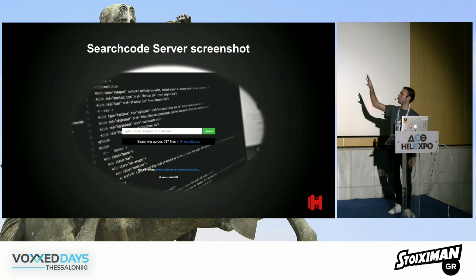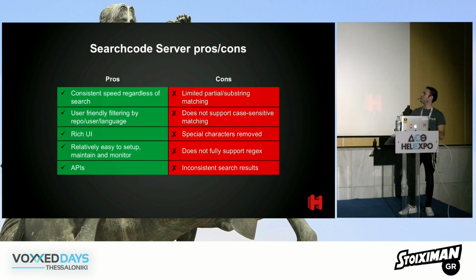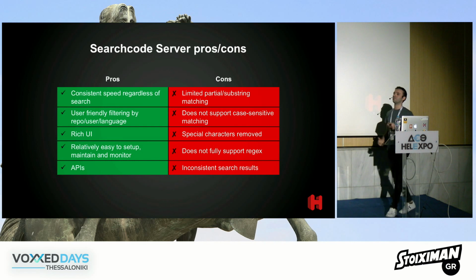That's a screenshot of the service. I have indexed 3 repositories here. Pros and cons of Searchcode Server. Searchcode Server achieves consistent speed regardless of search, and it achieves that because it builds on top of Lucene, which is super fast.